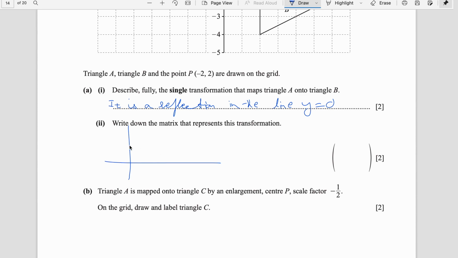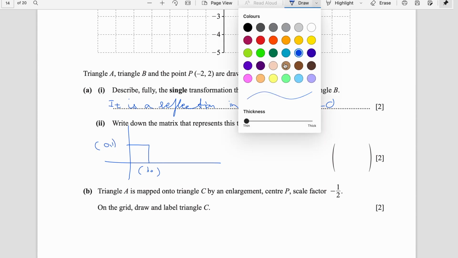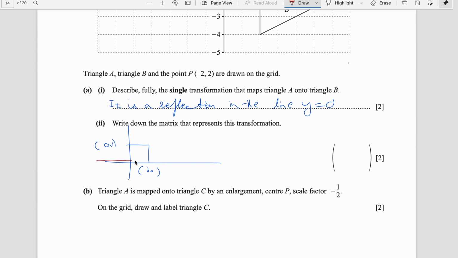So always draw this basic square. This is (1, 0), this is (0, 1). When you have to reflect it in the x-axis, this is the line of reflection. This point stays here and this point comes down to (0, -1). So write what happens to the point on the x-axis first. This is (1, 0), and then what happened to the point on the y-axis. This became (0, -1). So this is your matrix of reflection in the x-axis or y equals 0.